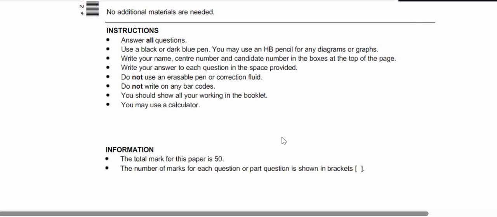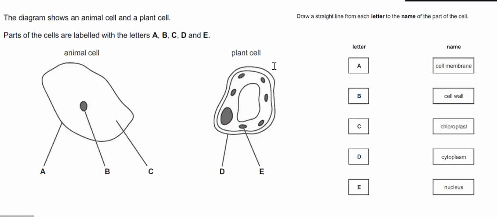Today's discussion will be in quiz form, so we'll be given a question and a time interval to make your own answer, and then after that you can match with the discussion. Let's get started now. Question 1. The diagram shows an animal cell and a plant cell. Parts of the cells are labeled with the letters A, B, C, D, and E. Draw a straight line from each letter to the name of the part of the cell.